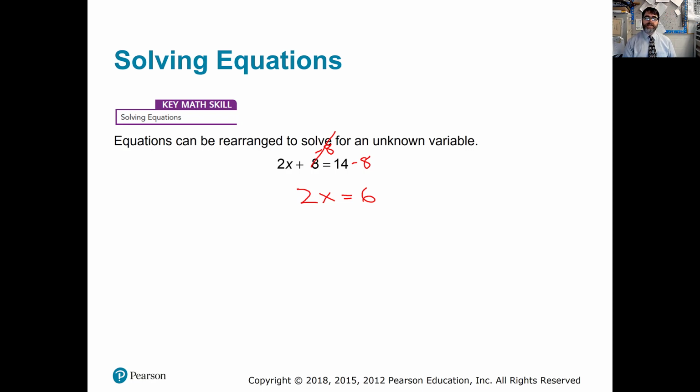And so we have 2x on this side and 6 on that side, and so we need to get the x by itself still. It's what we're trying to solve for, the unknown variable. And so we're going to divide both sides by 2. When we do that, these 2's are going to be canceled out. We're going to be left with x on that side, and 6 divided by 2 gives us 3. And so then our answer is 3.